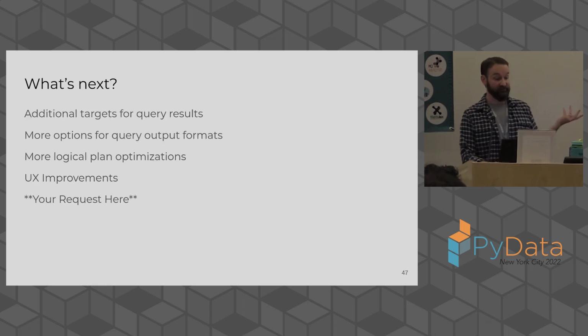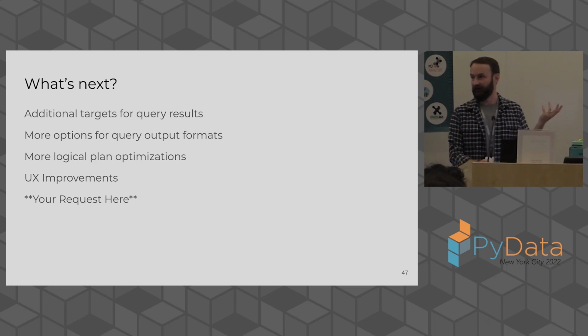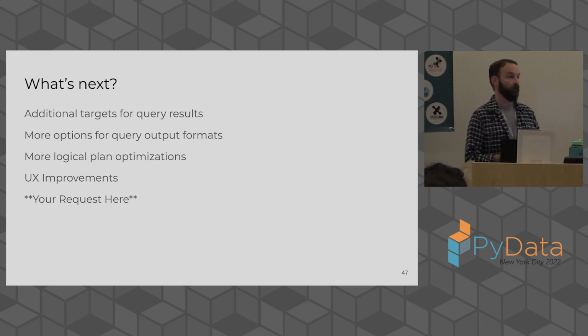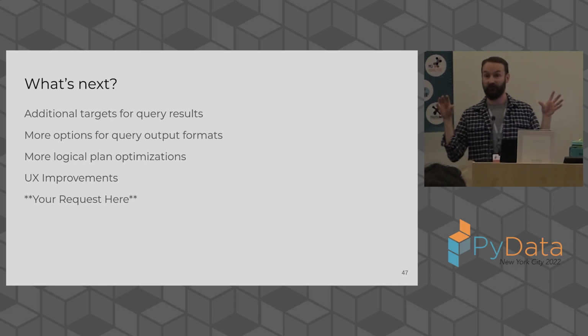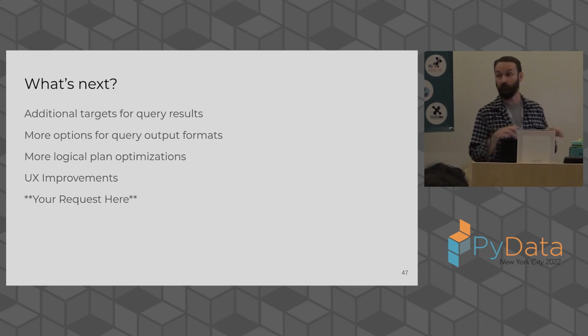So what's next for Ibis? We're going to add additional targets for query results, more options for query output formats. We've got PyArrow and Pandas right now. We're going to add a bunch more stuff. We'll also work on our logical plan optimizations so that if you look at generated SQL, which I forgot to show you, I'll show you that in a second, it'll be much more concise. Some extra UX improvements, and seriously, we are interested in user feedback. Try it out, tell us what's great, tell us what you wish was different, what you want. We are on the internet all the time, and we will listen to you.